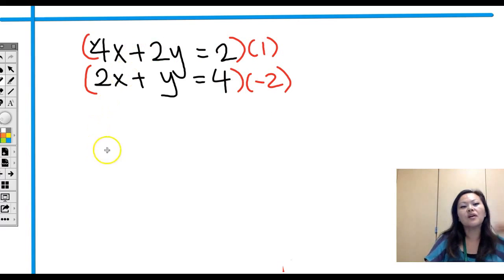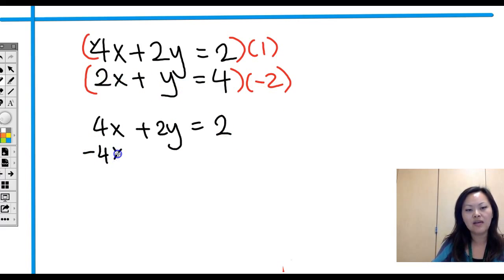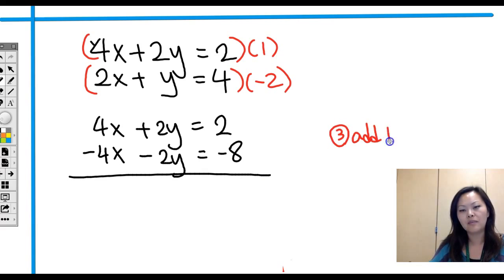So 1 times 4x is 4x, and then 2y times 1 is 2y. 2 times 1 is 2. Okay, so we're done. Let's do the bottom part. 2x times negative 2 is negative 4x. Y times negative 2 is negative 2y. And 4 times negative 2 is negative 8. So now we are ready for our third step, which is adding top and bottom, right?